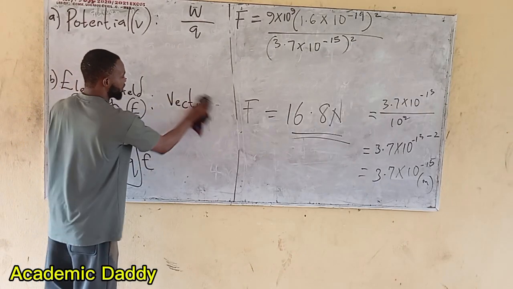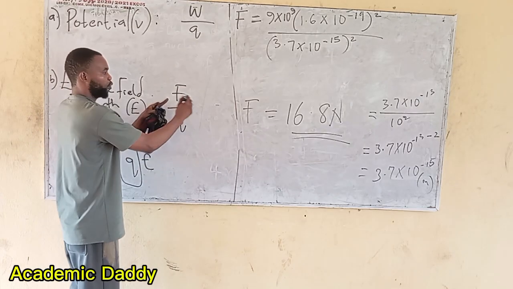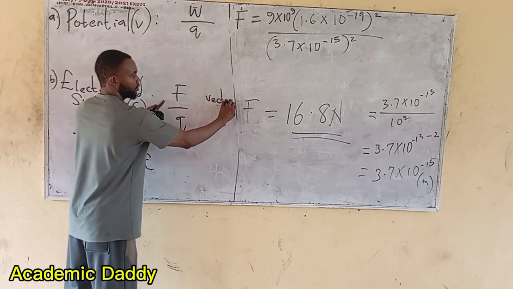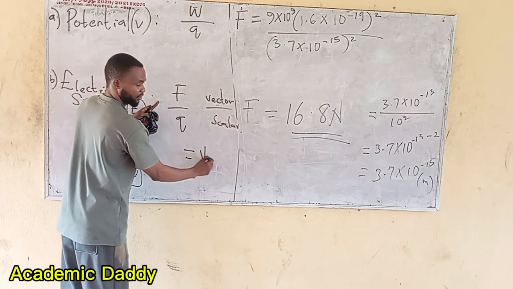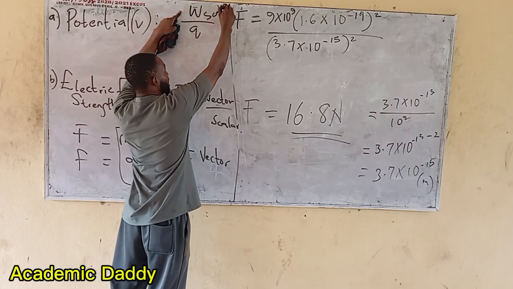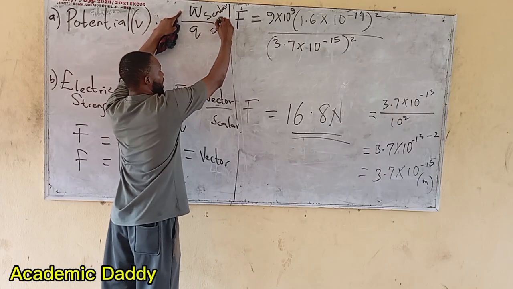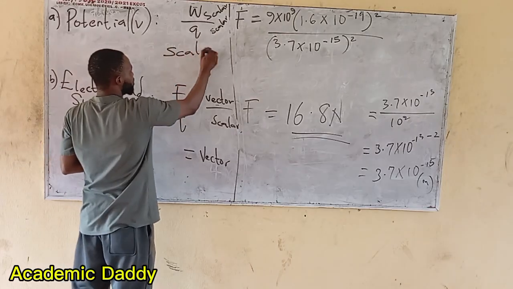Another way to note it is to say force over charge. Is it not true that when you have vector over scalar, you are having vector? Yes. Now this is a scalar quantity. Do you remember what is a scalar? And this is a charge, scalar. Shall we? Scalar over scalar, or you say scalar, whichever one.